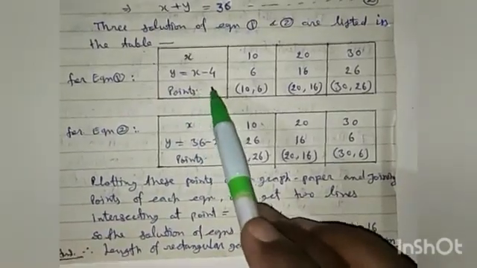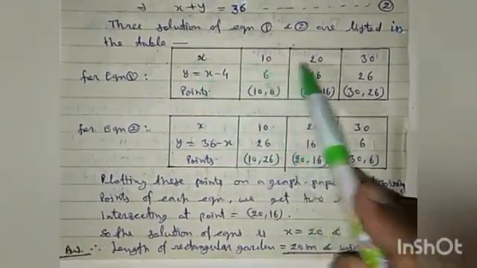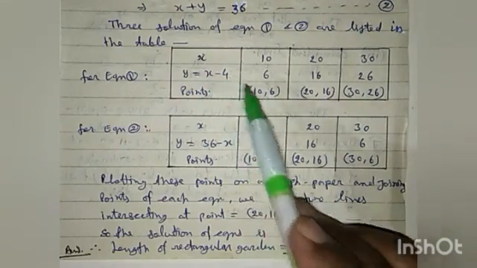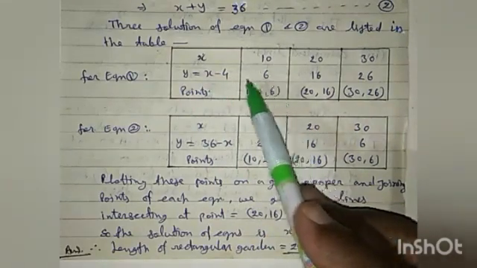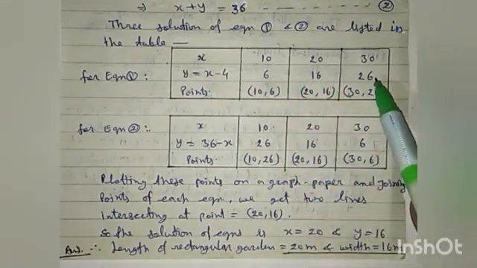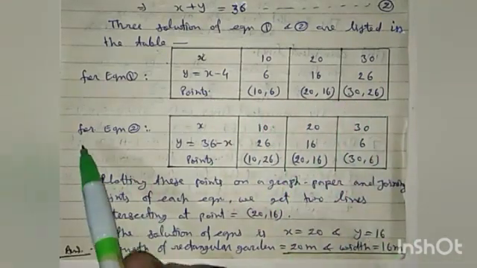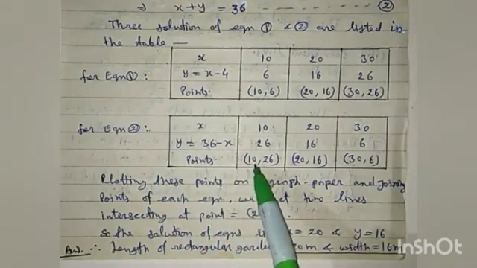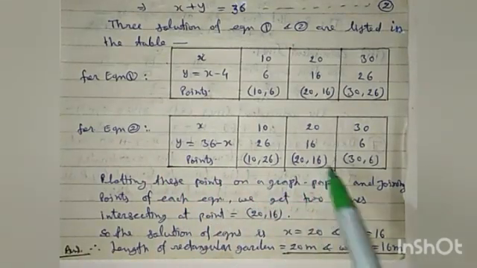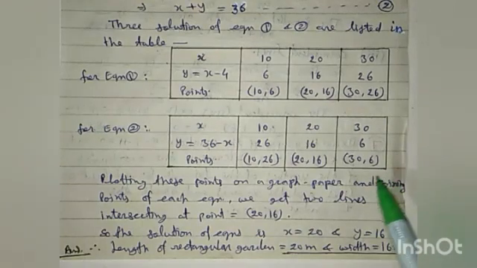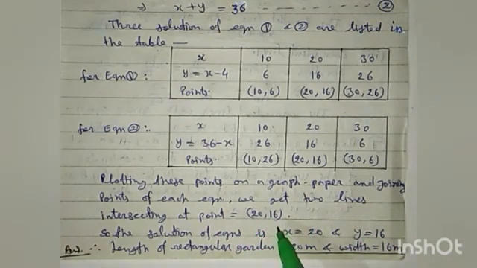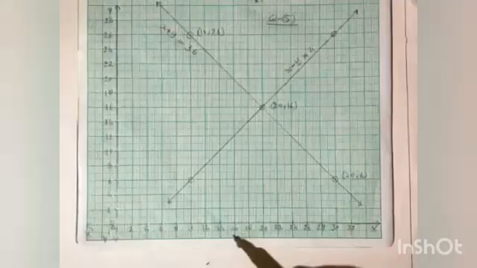Here for equation number 1, x is 10, 20 and 30, and y equal to x minus 4. So here we have y as 6, 16 and 26. So the points are (10, 6), (20, 16), (30, 26). For equation number 2, we have points (10, 26), (20, 16) and (30, 6). Plotting these points on graph paper and joining the points of each equation, we get 2 lines intersecting at the point (20, 16), which is shown in the graph paper.